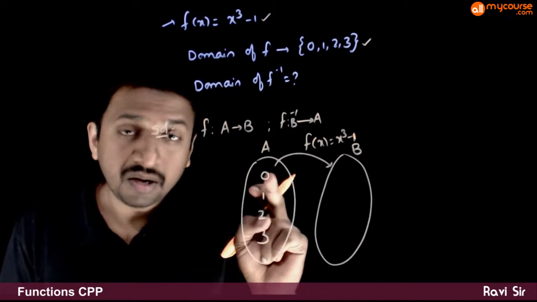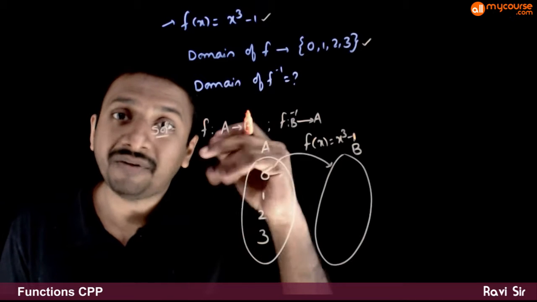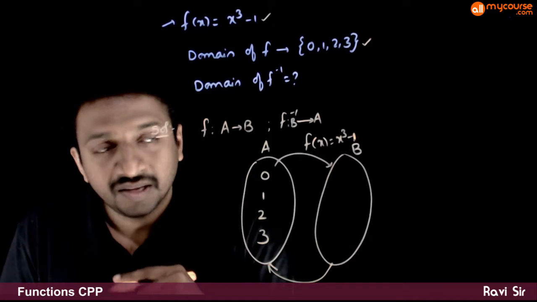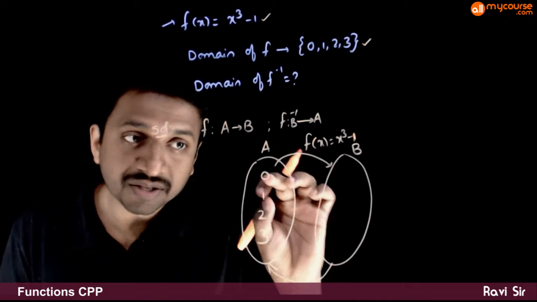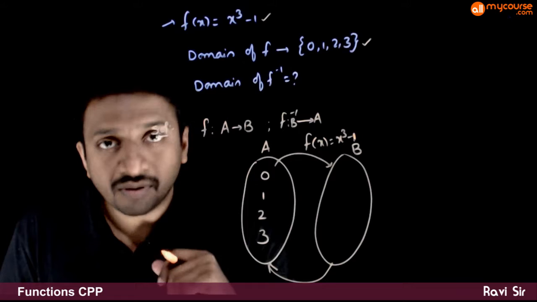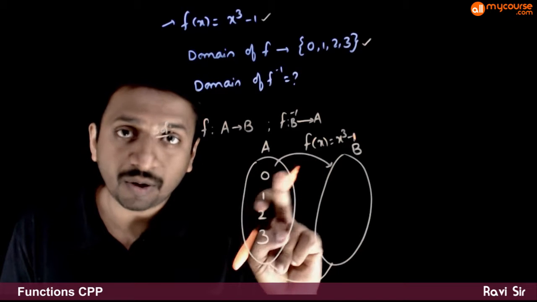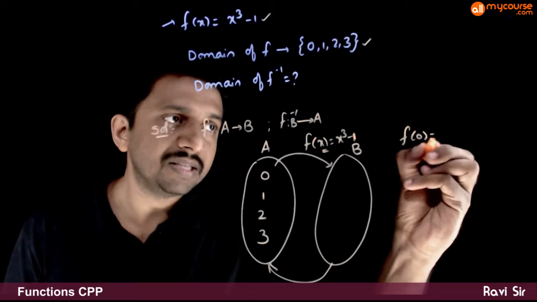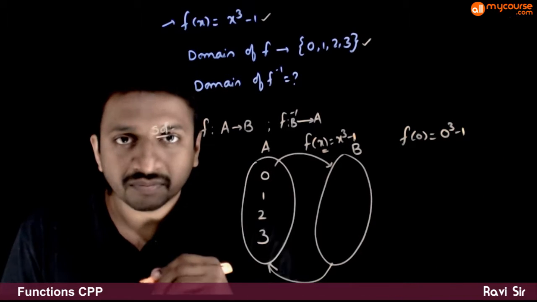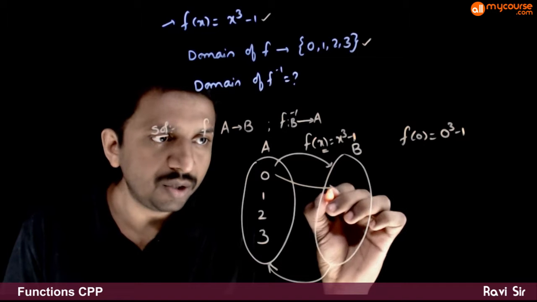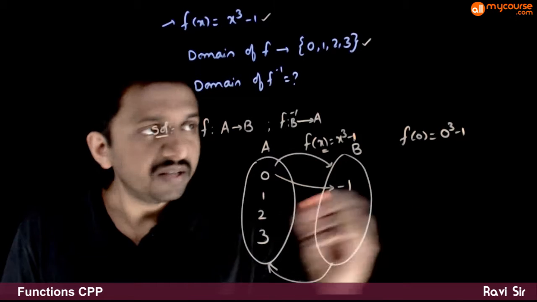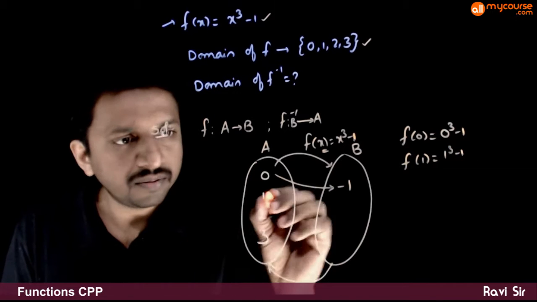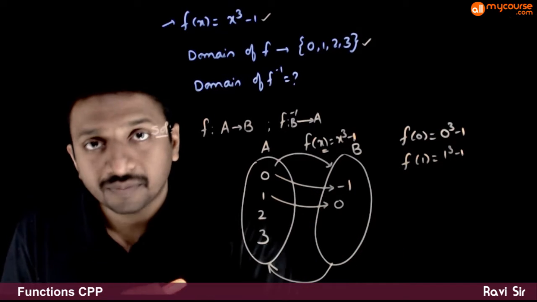Now you're asked to find what the domain of f inverse is. It is the reverse function. So let us find the images of these 4 elements according to this rule. So where will 0 be connected? What is f of 0? f of 0 is nothing but 0 cube minus 1. That is, 0 is connected to minus 1, right? What is f of 1? It is 1 cube minus 1, which is connected to 0.